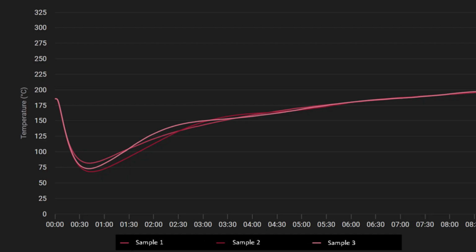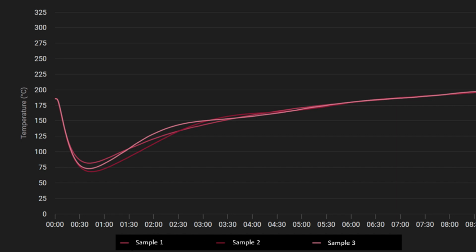For this experiment, I roasted 3 batches of coffee using the same roasting profile, except for one key variable: the turning point temperature at about 42 seconds into the roast. Here is the breakdown. Sample 1 had a turning point of 82 Celsius. Sample 2 had a turning point of 68 Celsius. Sample 3 had a turning point of 73 Celsius.